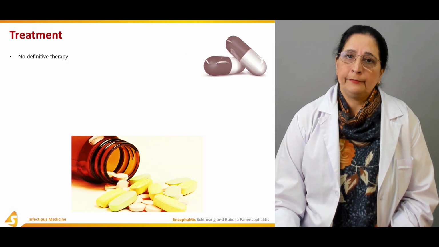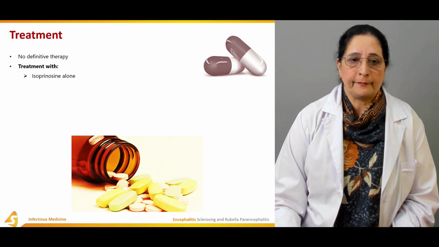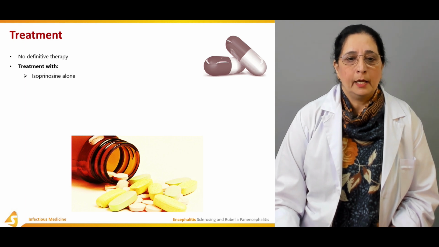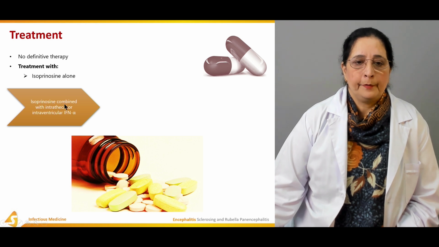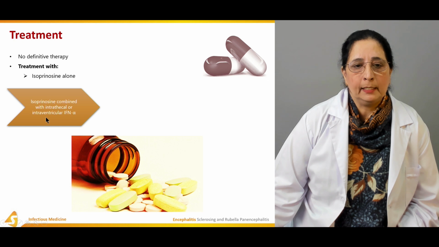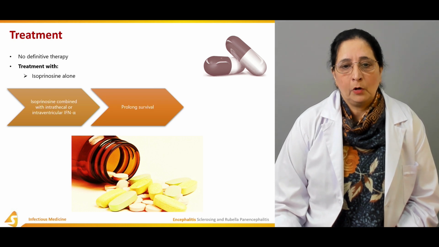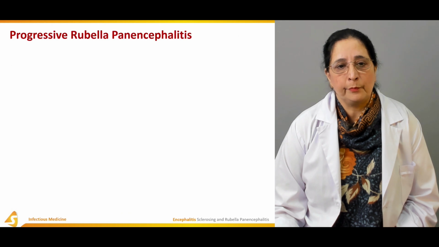No definitive therapy for subacute sclerosing panencephalitis. Treatment with isoprinosine alone. Isoprinosine combined with intrathecal or intraventricular IFN alpha prolongs survival and produces clinical improvement.